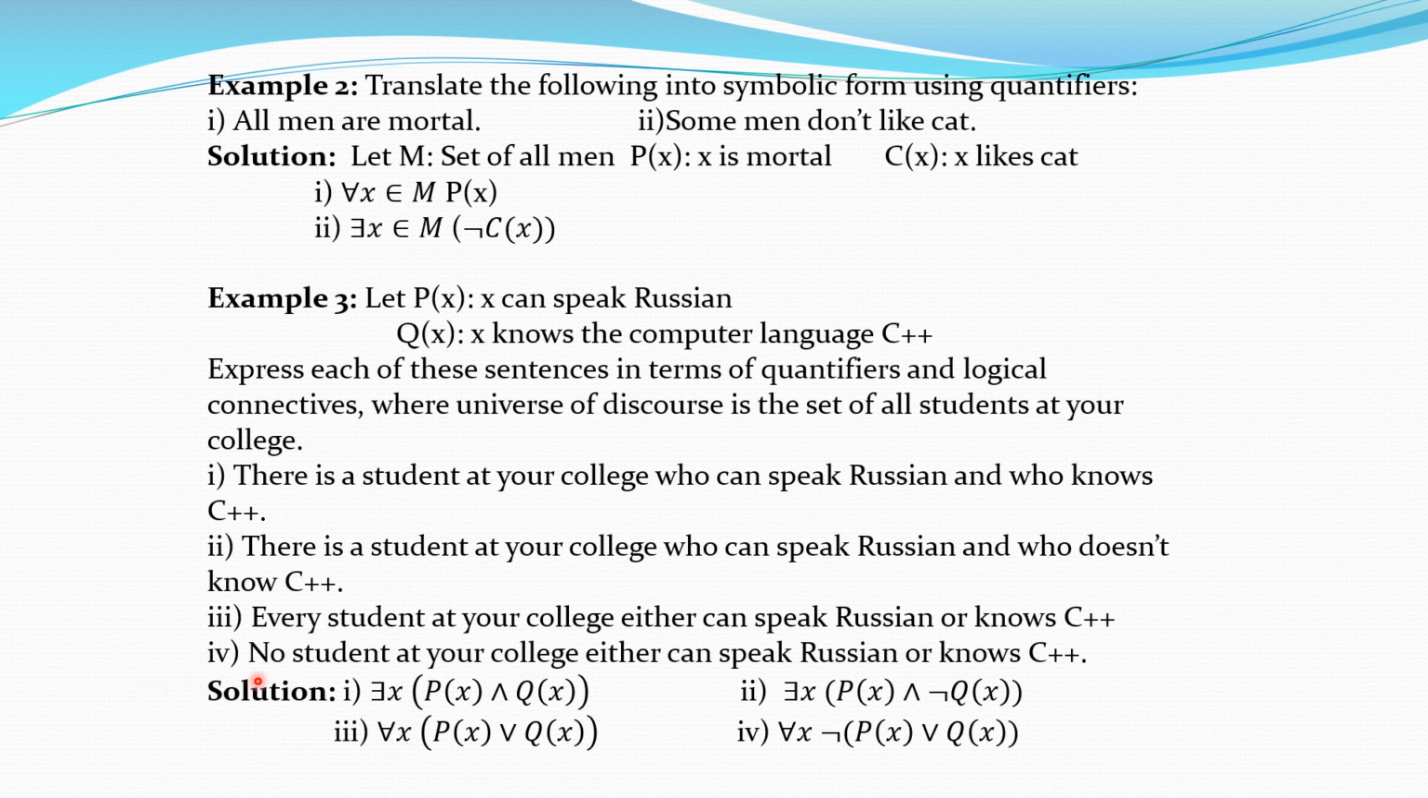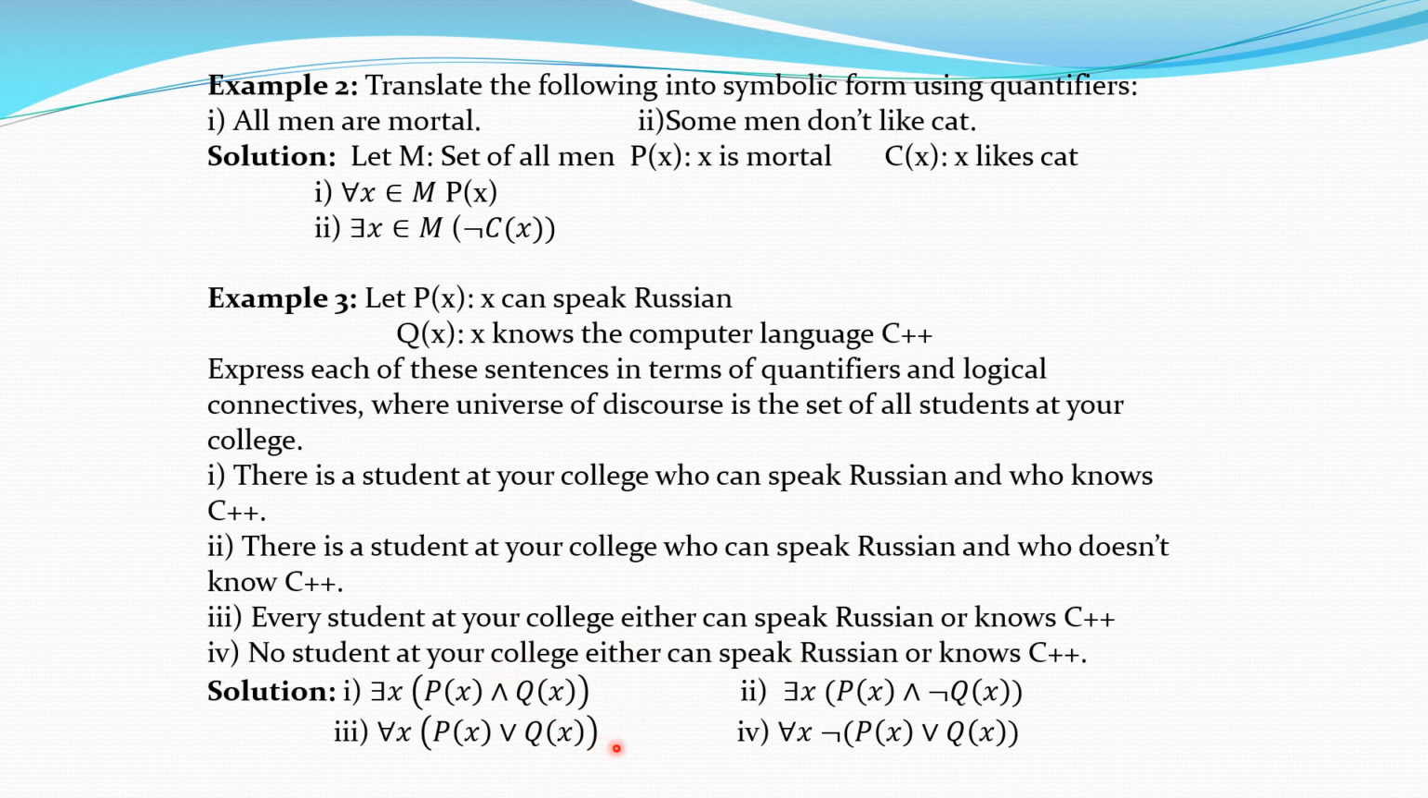Now fourth, no student at your college either can speak Russian or knows C++. It means there is no student at your college who can speak Russian or knows C++. So actually no student means this is given about all students at your college that they don't know Russian or C++. So how to write in symbolic form?